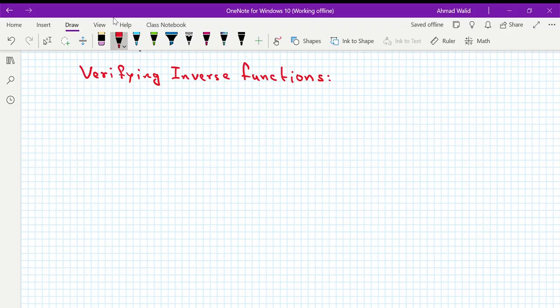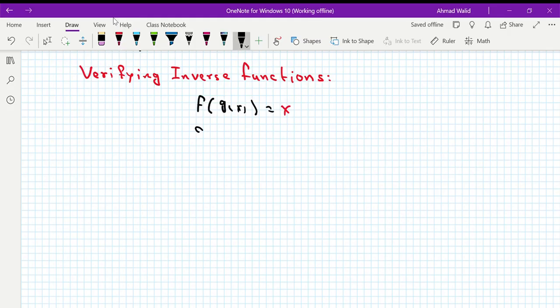How to verify if two given functions are inverse to each other. Do this test. Find f of g of x. If your answer becomes x, they are inverse. If it's something else, they are not inverse.